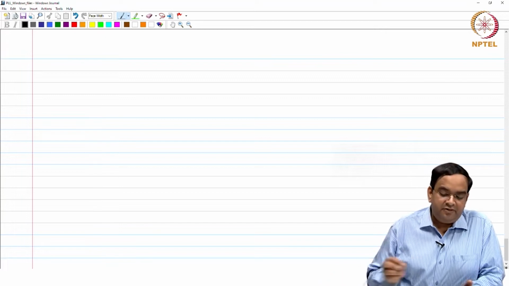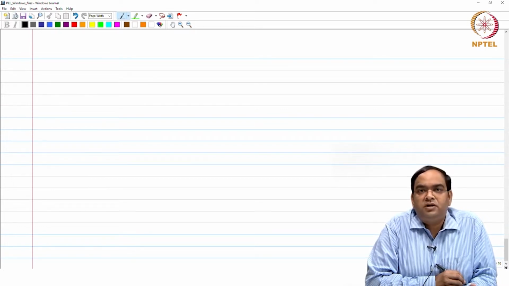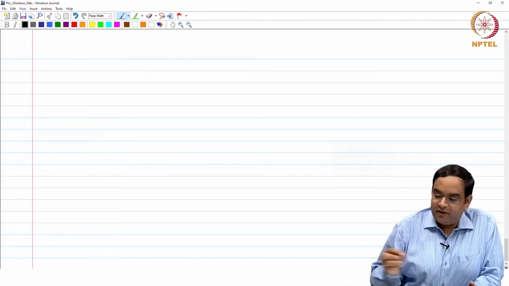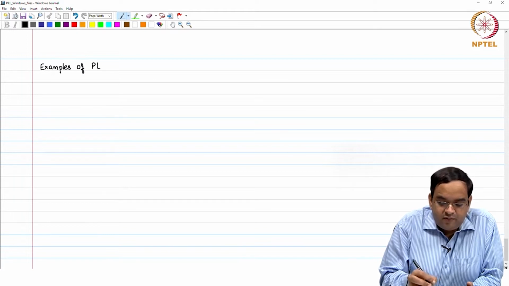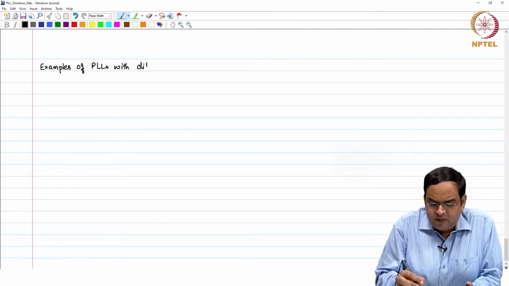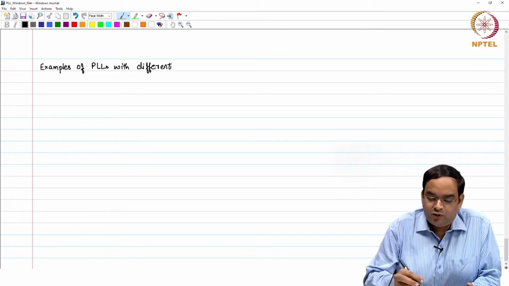Hello everyone. In the previous session, we talked about the type of PLL and the order of PLLs, and we told that the loop filter is a block which decides between different PLL types and order. So, today we will look at examples of PLLs with different types and order, and the reason to choose different type and order will become clearer as we go through our analysis.